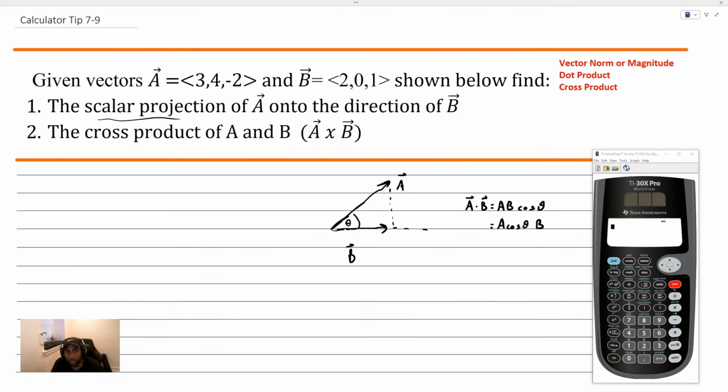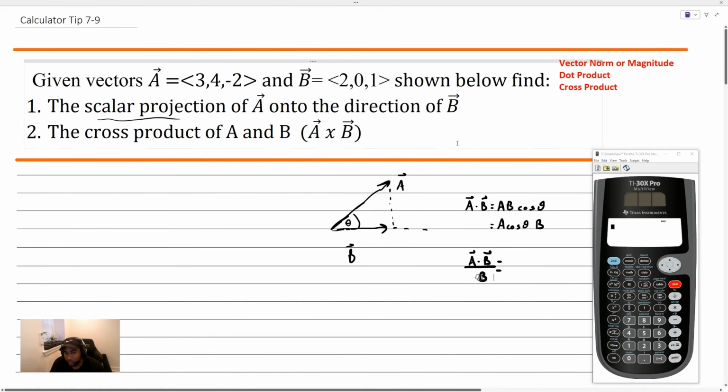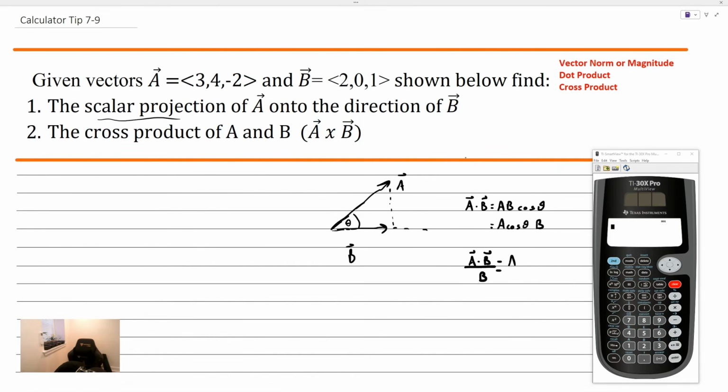So in order to find the scalar projection of A onto the direction of B, just that A cosine term, we need to get rid of the magnitude of B. So we're going to do this operation, A dotted with B divided by the length of vector B. And that's going to give us the scalar projection that we're looking for. That is going to be our solution. The result of this will just be A cosine theta. So we're essentially dotting A with a unit vector pointing in the direction of B.